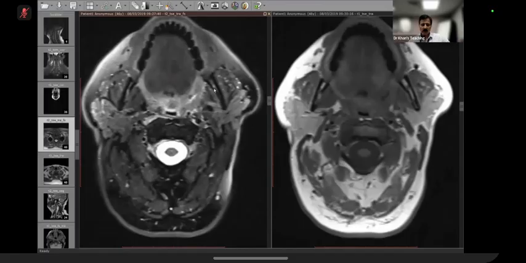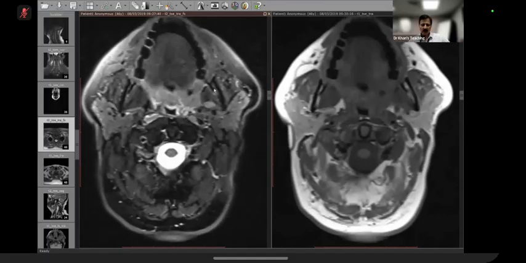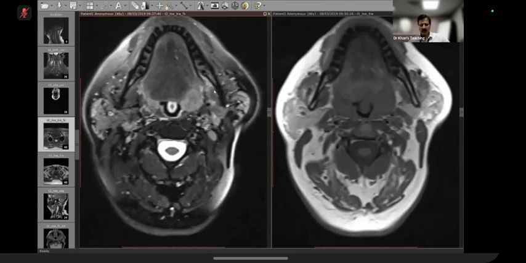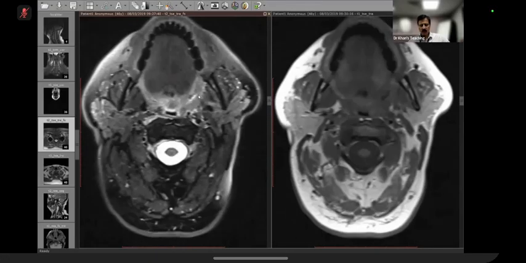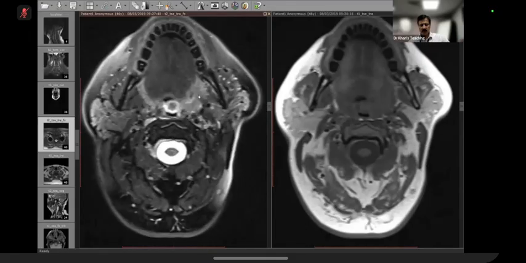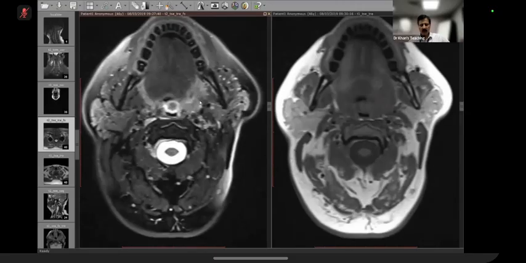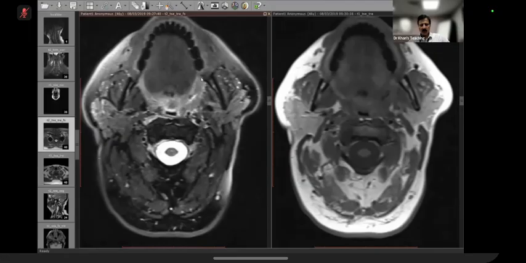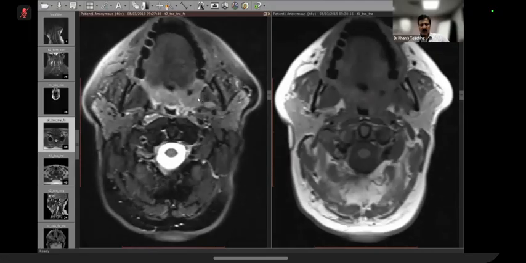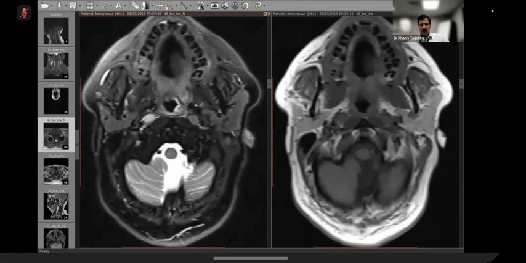So for local staging, nobody is asking you in your 2B exam, it's slightly beyond 2B. But I'm just trying to give you the concept of learning anatomy using pathology. So from the anterior pillar, it has gone into the tongue. And then you can see that there is spread here and there is spread here.